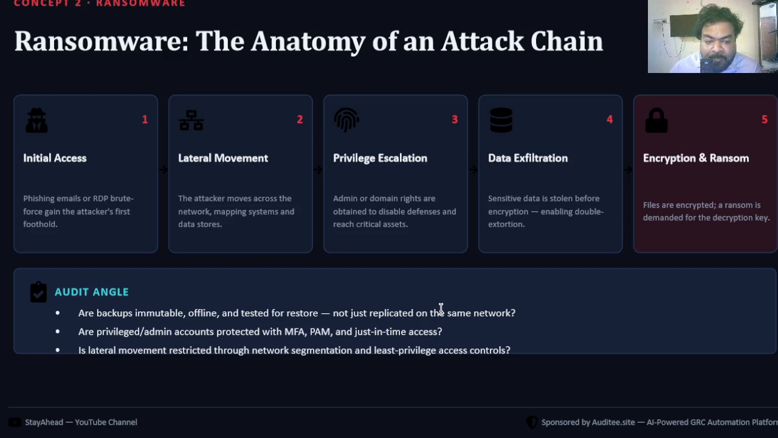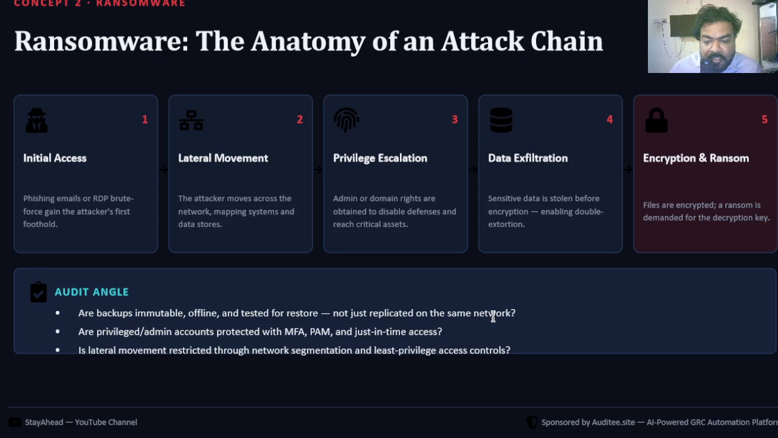And this is the step a lot of people miss. Modern ransomware groups steal your data before they ever encrypt it. That's called double extortion, because even if you restore from backups, they can still threaten to leak your stolen data. And finally, stage 5: encryption and ransom. Your files get locked and a ransom note appears.